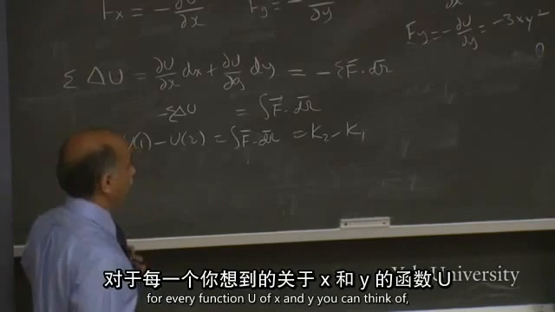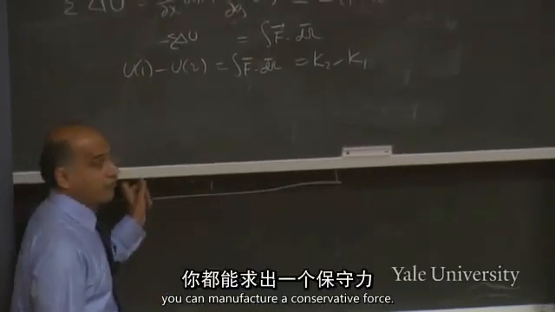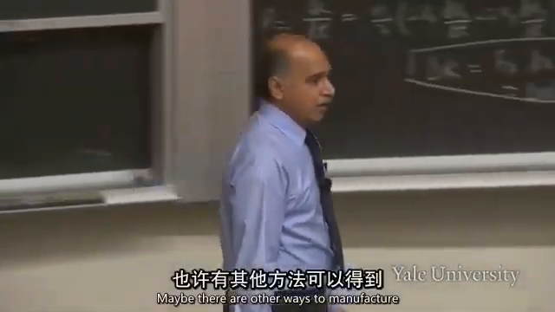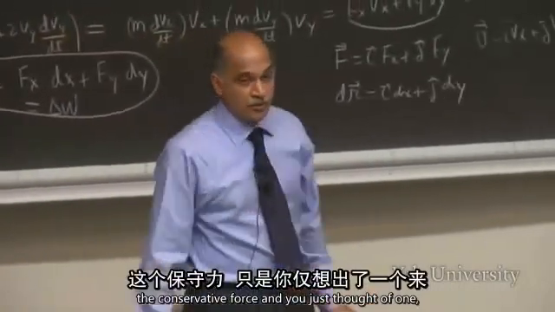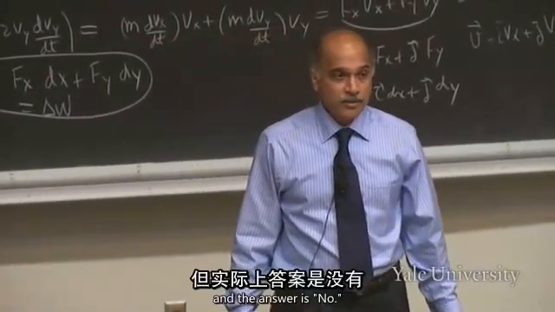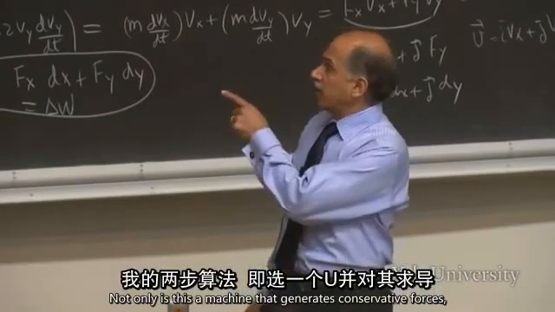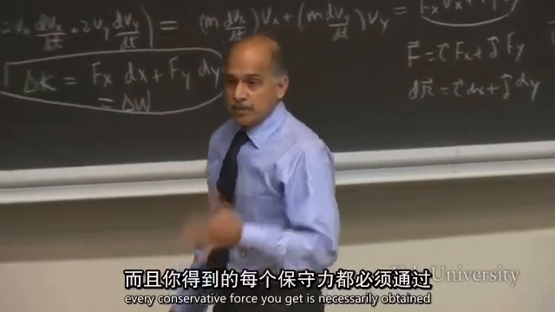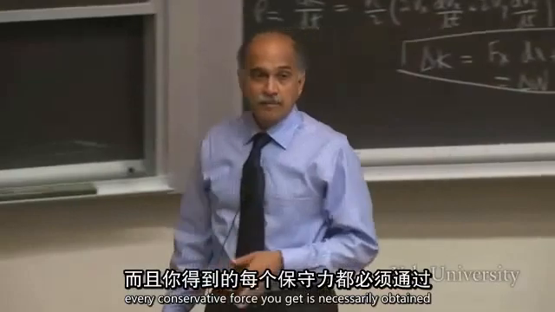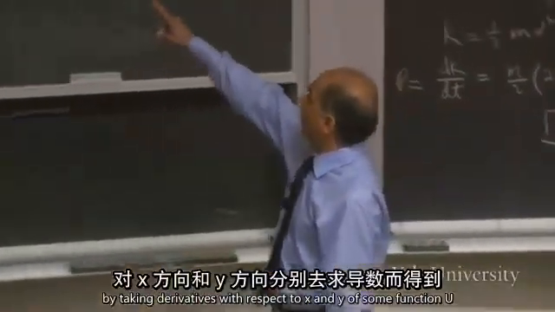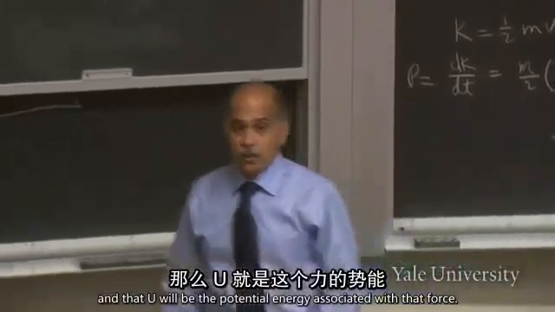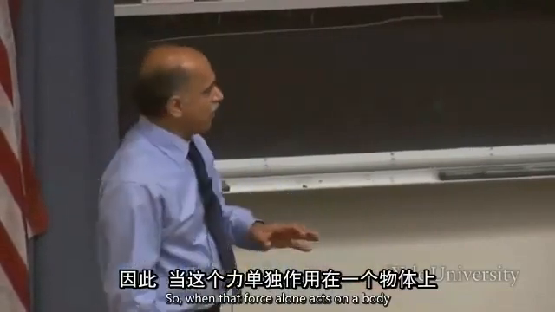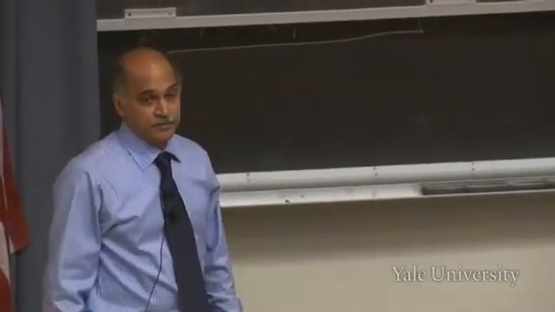In fact, for every function U of X and Y you can think of, you can manufacture a conservative force. So you may ask the following question. Maybe there are other ways to manufacture a conservative force, and you just thought of one. And the answer is no. Not only is this a machine that generates conservative forces, my two-step algorithm, pick a U and take its derivatives, every conservative force you get is necessarily obtained by taking derivatives with respect to x and y of some function U. And that U will be the potential energy associated with that force, so that when that force alone acts on a body, then kinetic plus that potential will not change.